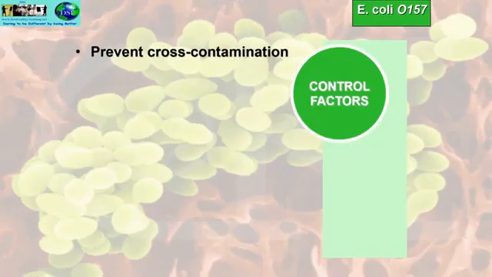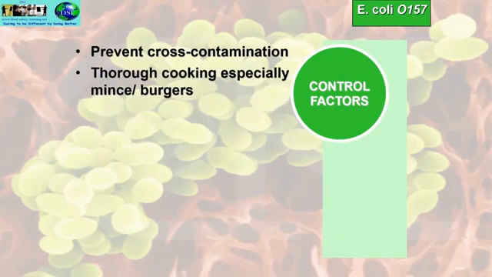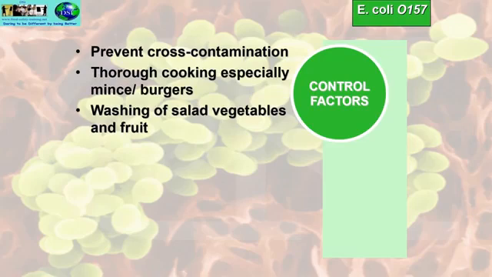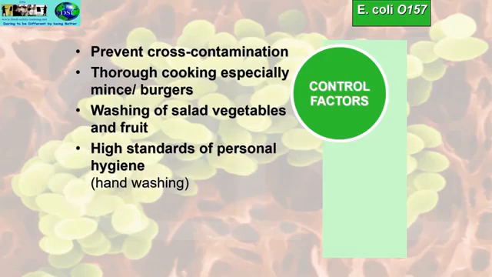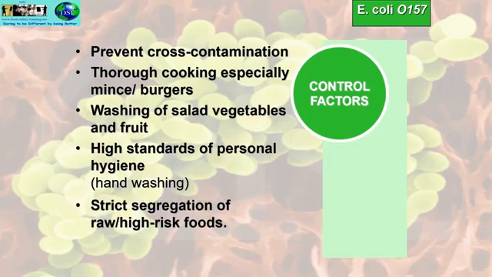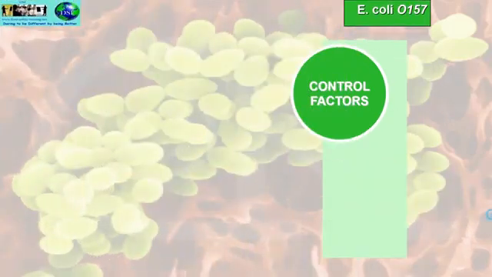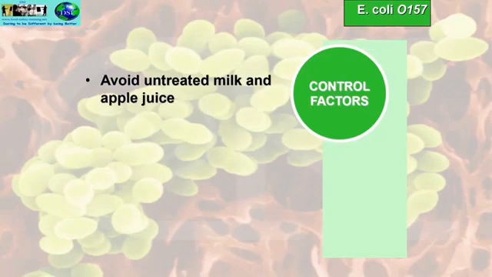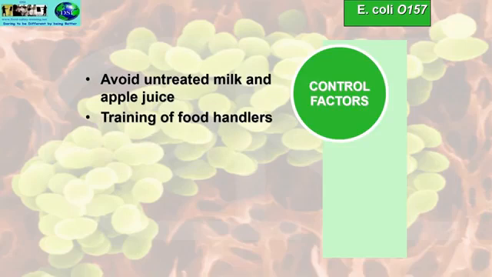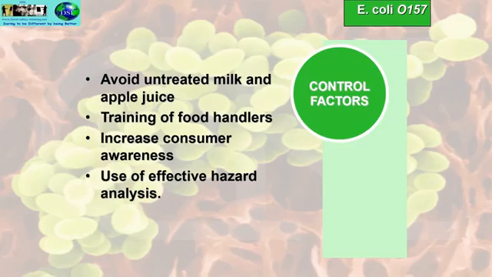Control factors preventing cross-contamination: thorough cooking, especially of mince and burgers, washing of salad, vegetables and fruit, high standards of personal hygiene, including very rigorous hand washing regimes, and strict segregation of raw and high-risk foods. Other control factors: avoid untreated milk and apple juice, training of food handlers, increase consumer awareness, and use of effective hazard analysis, or HACCP, hazard analysis critical control points. Remember that food safety management system, which we'll go into in a later lecture.